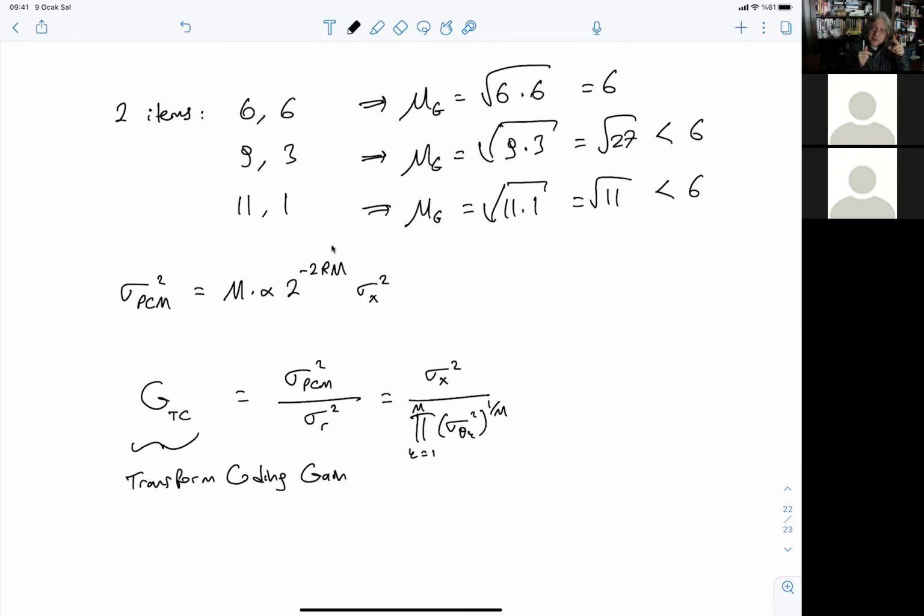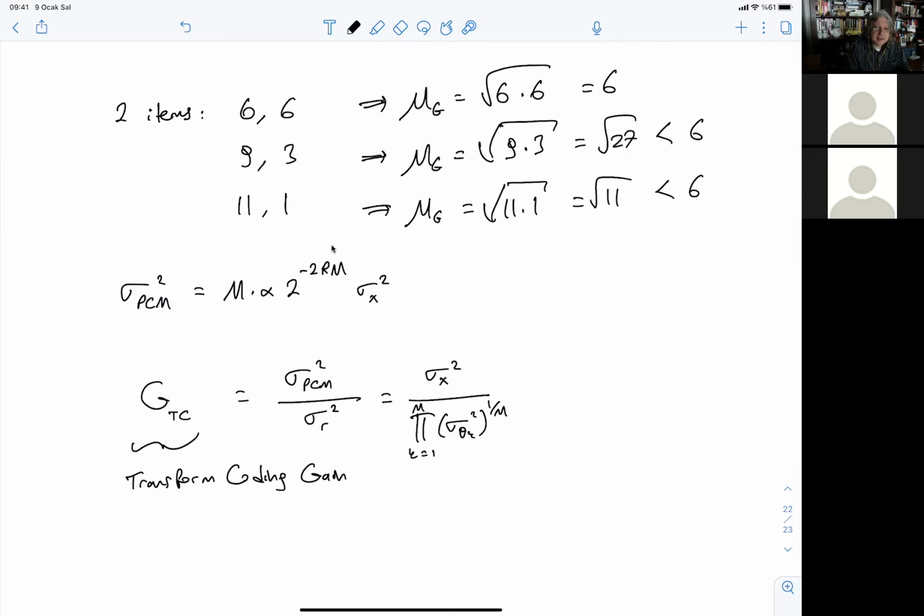So if I reduce the geometric mean, then the coding gain increases. And the only way to reduce the geometric mean is by making a good transformation so that it pushes most of the energy to some of the coefficients and reducing the energy of the remaining coefficients, making it as unbalanced as possible. That's what KLT is doing. That's what DCT is doing all the way anyway.